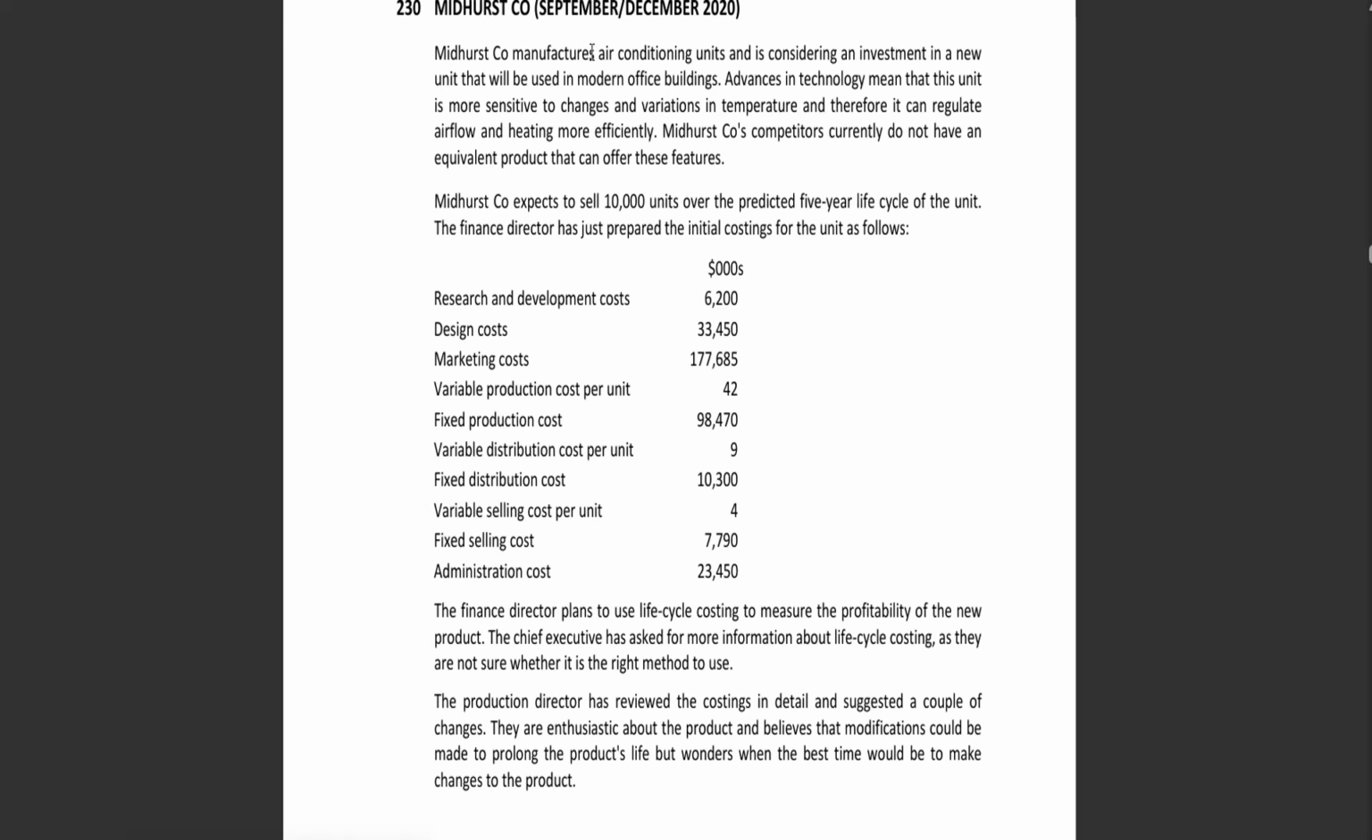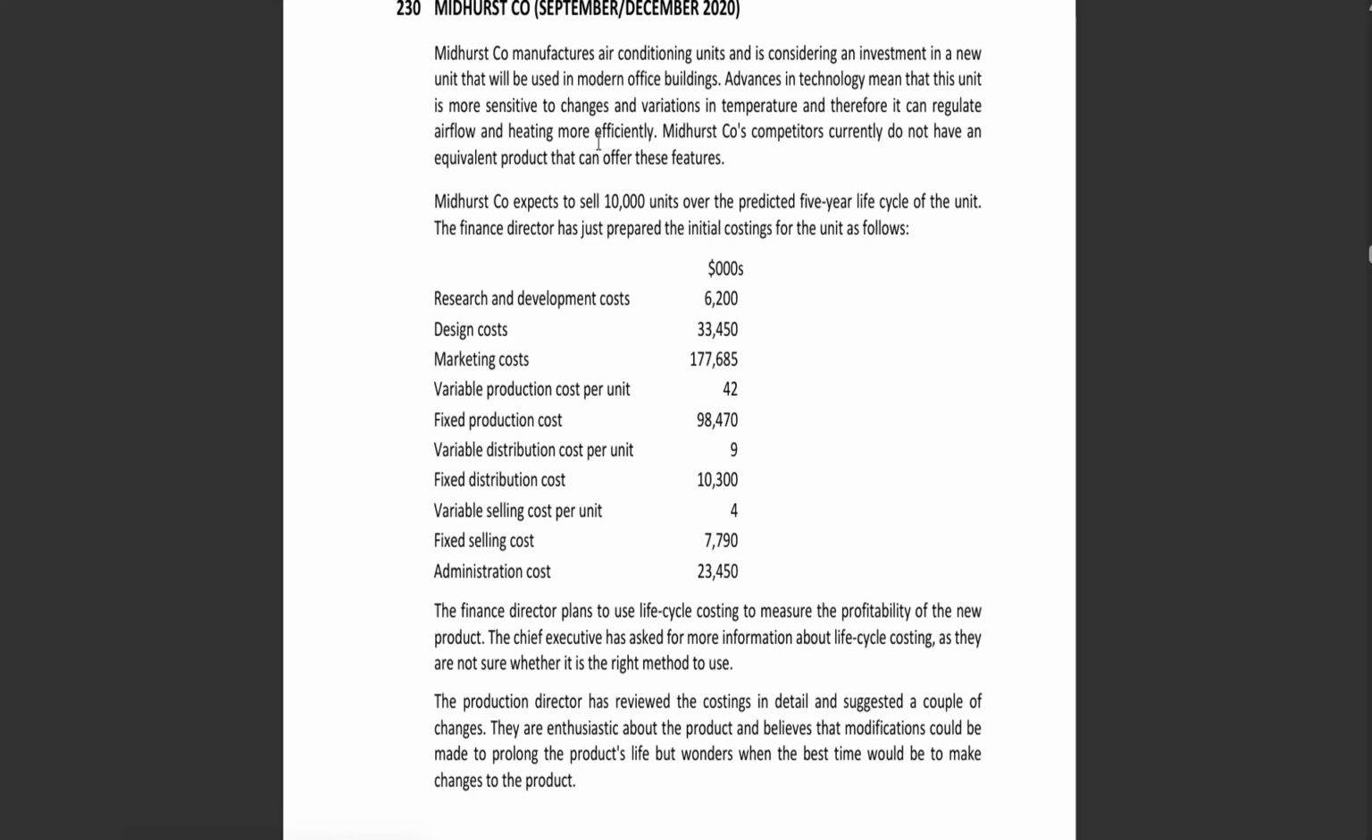So Midhurst company manufactures air conditioning unit and is considering an investment in a new unit that will be used in modern office building. So company nature is to manufacture air condition unit and is considering to invest in the new unit that will be used in the modern office building. Advance in technology mean that this unit is more sensitive to change and variation in temperature. Therefore, it can regulate airflow and heating more efficiently. Midwest company competitor currently do not have an equivalent product that can offer these features. So that's very good point.